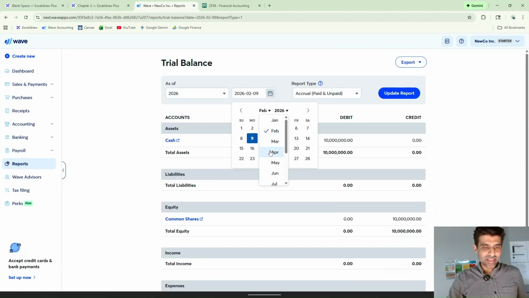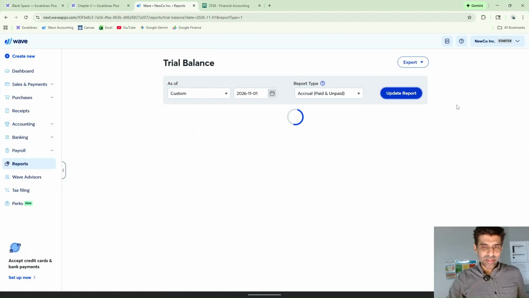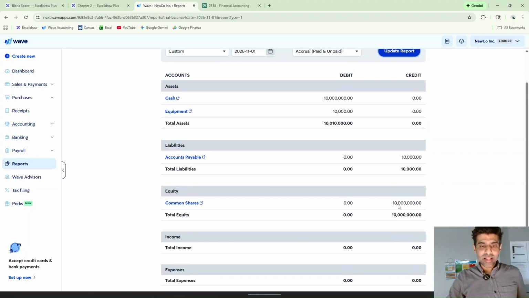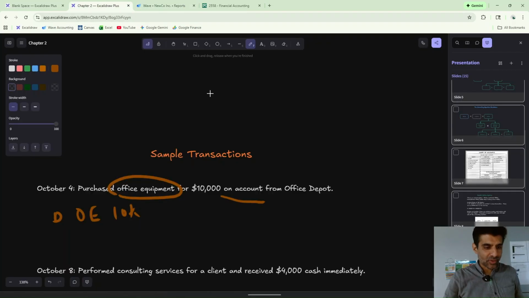This is going to be annoying. I have to change the date every time just to get everything included. You can see that the debit total, 10,010,000, is equal to the credit total. Okay? So we saw in chapter 1 that very tedious problem: the balance is always going to be maintained. Okay, so let's do the next transaction.